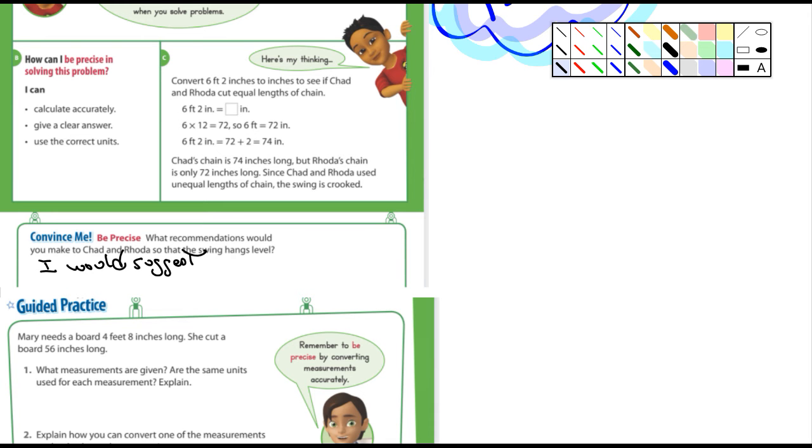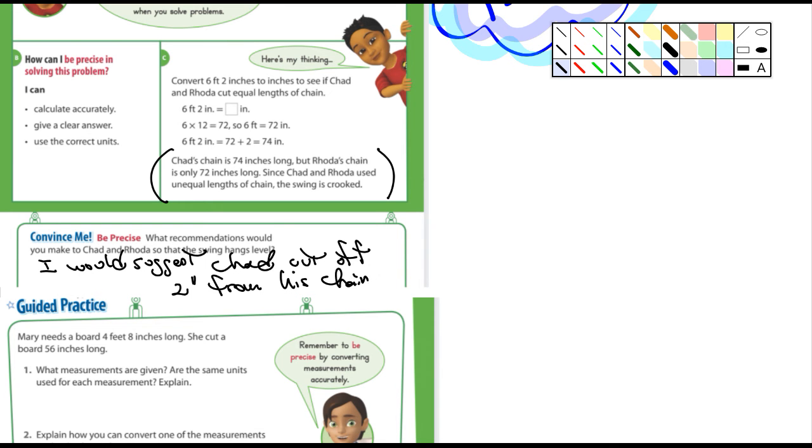let's see here, was it Chad's? It was a little bit longer. Yeah, looking at it here, Chad's is 74 inches long, but Rhonda's chain is 72. Yeah, okay. So I would suggest Chad cut off 2 inches from his chain. Okay, there you go. Kind of a no-brainer if you ask me.